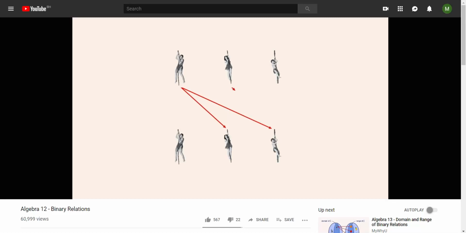Binary relations don't necessarily have to involve two different sets. A binary relation can exist between members of the same set. For example, we could take two copies of set A, which contains Tarzan, Jane, and Boy, and draw arrows from each member to every member who is shorter.